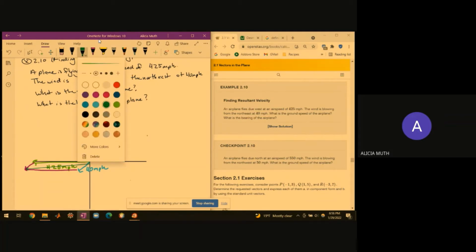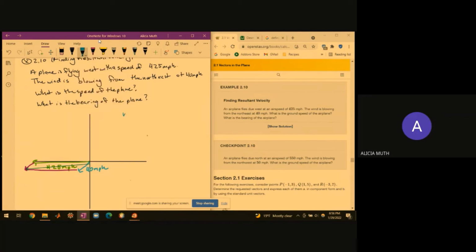All right, so let's see. We know that the plane, I'll write it out this way, is going west, just west. West is our negative x direction. It has no y component, while the wind is from the northeast. So that means the angle that we're interested in is that 45 degrees.